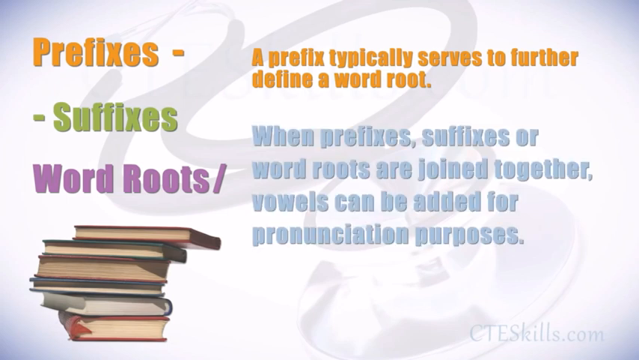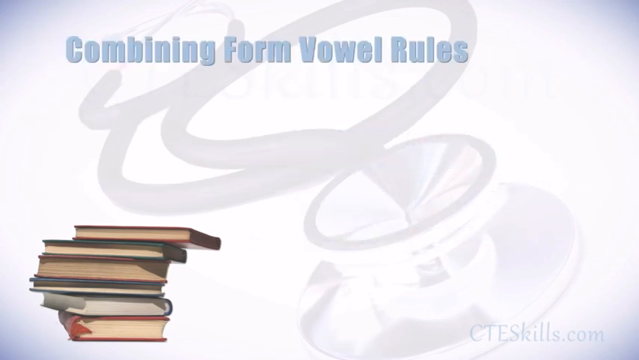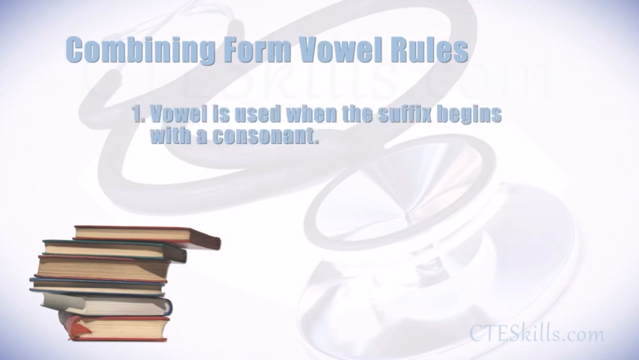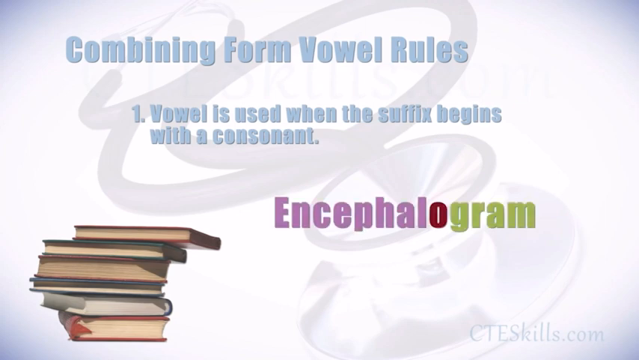When prefixes, suffixes, or word roots are joined together, vowels can be added for pronunciation purposes. This is called combining form vowels. Of course, there are always exceptions, but the general rules are: a combining vowel is used when the suffix begins with a consonant, as with the word encephalogram.